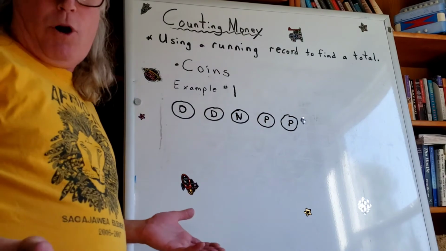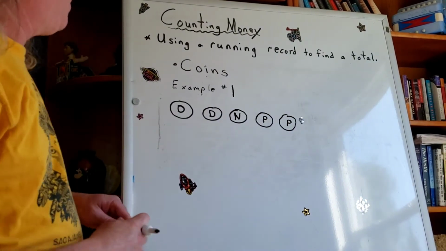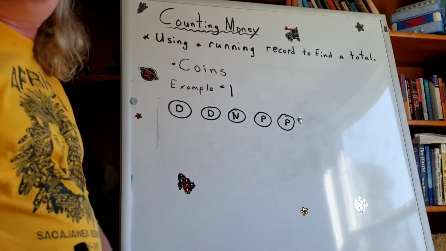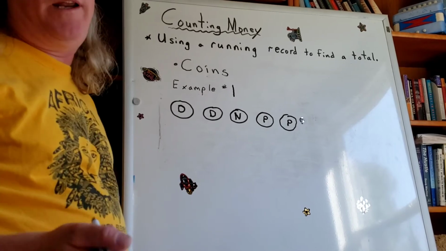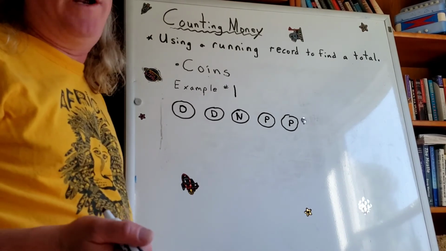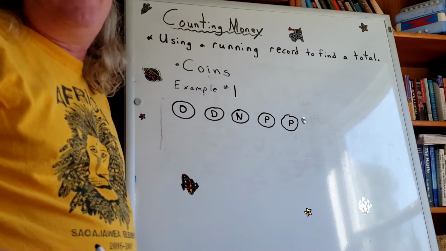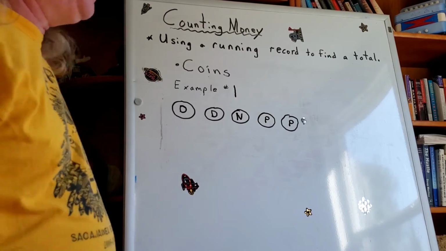And P stands for penny. So now we're ready to add. The hard part about adding coins is remembering the values of the coins. And then after that, it's just skip counting. Quarters are a little bit harder. We'll look at them next.